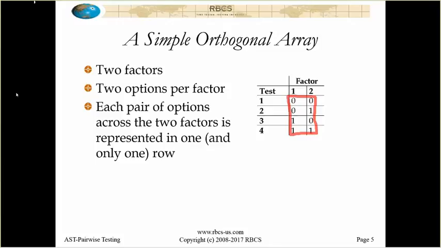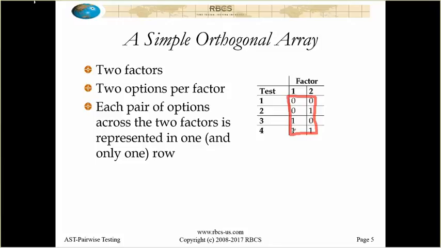In this orthogonal array, there are two factors, which here are labeled factors 1 and 2. And there are two options for each factor, which are 0 and 1. Okay? And if you look at the array, each pair of options across the two factors is represented in one and only one row. So the first row has 0 with 0. The second row has 0 with 1. The third row has 1 with 0, and the fourth row has 1 with 1.